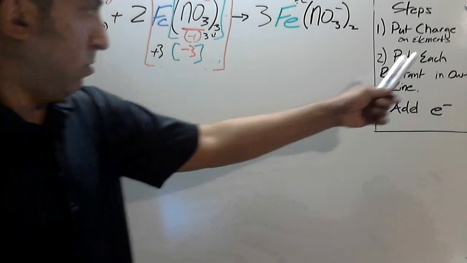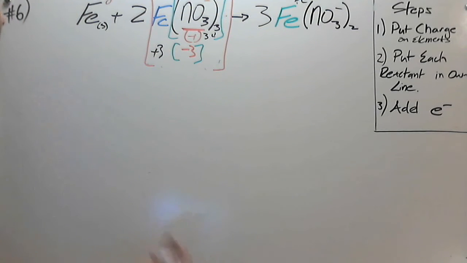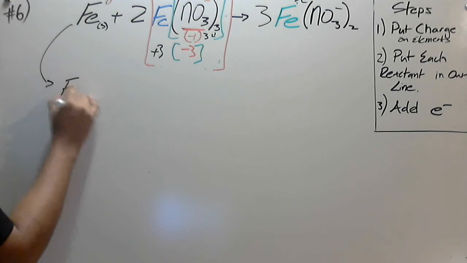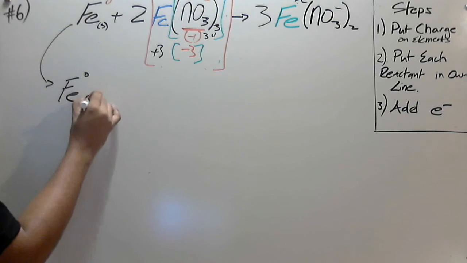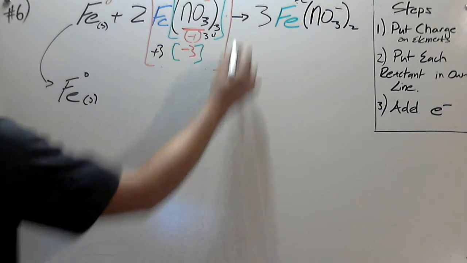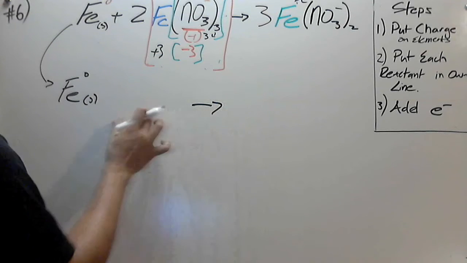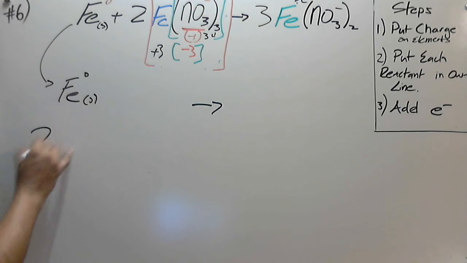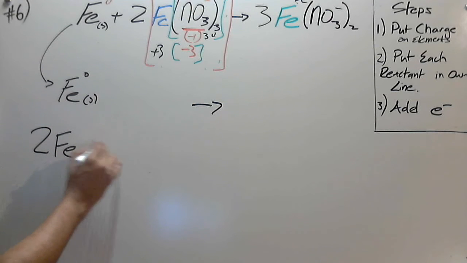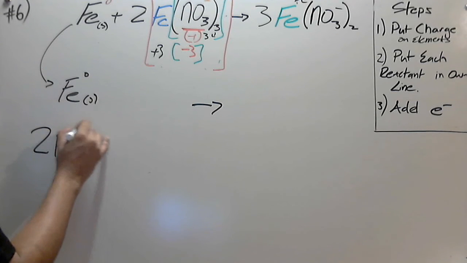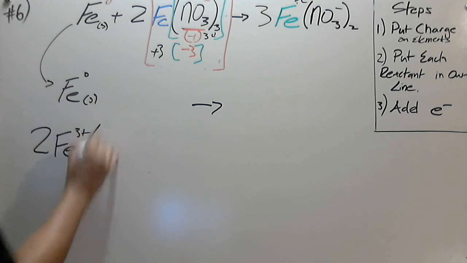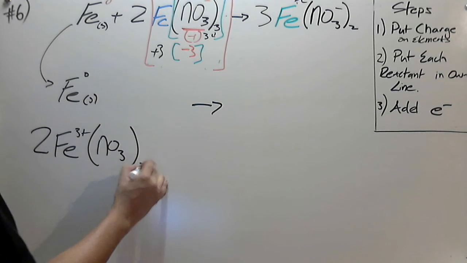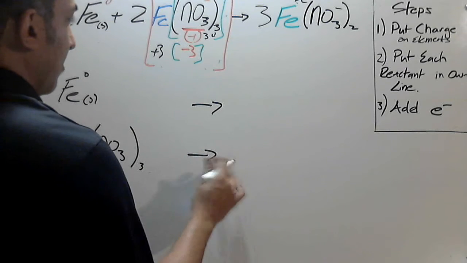Now let's put each reactant in its own line. So let's go ahead and take this one, put it in its own line. Fe0 solid. Its own line. Let's put our arrow straight here in the middle. I don't know what's going to happen here yet. Let's bring this whole guy down. 2Fe3+ NO3 3. And let's go ahead and put our arrow here.